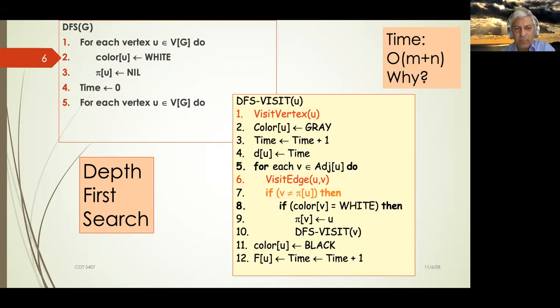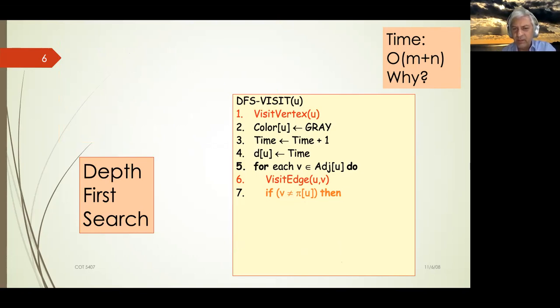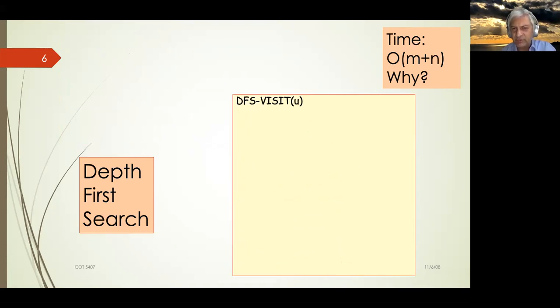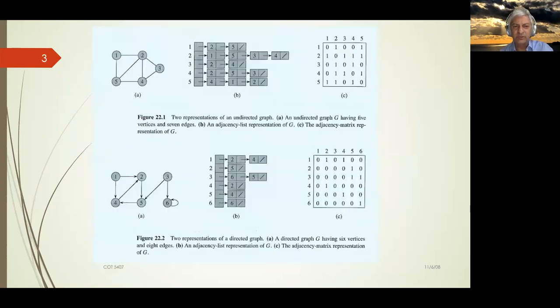Now, let me go back a couple steps here to the previous slide. If you remember, we did this example with a directed graph, and we did depth first search there. Yeah, this one here.